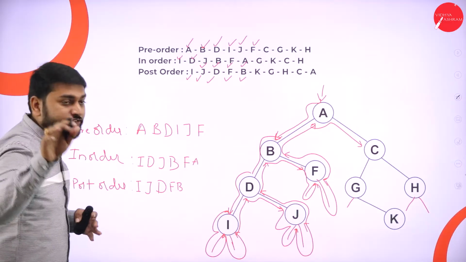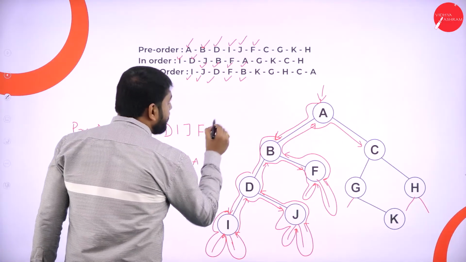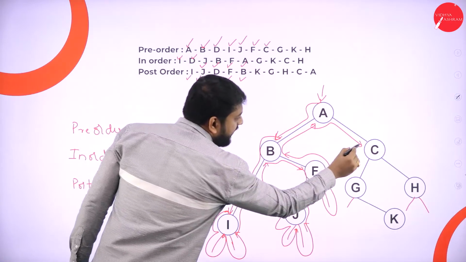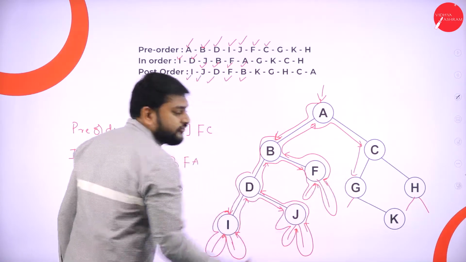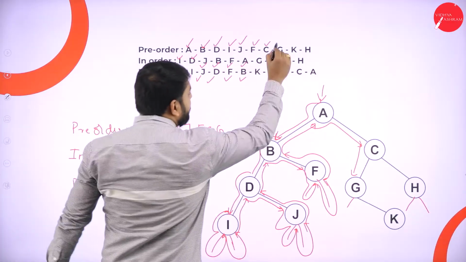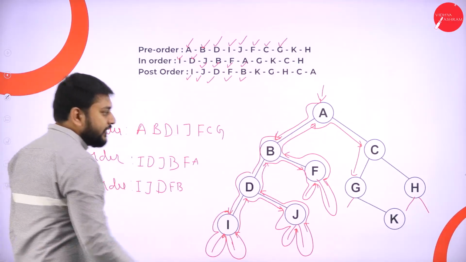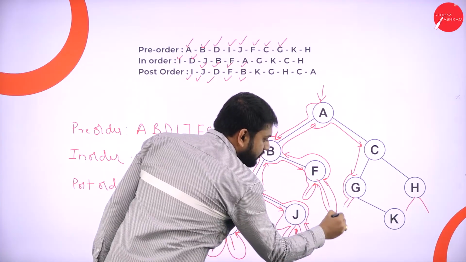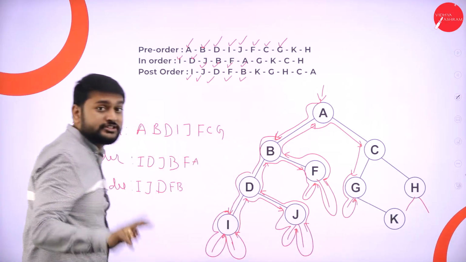Then after that, I'm coming to C. I'm coming to the C for the first time. So let me write C here. Do I have C here? Yes. And then after that, I'm coming to G for the first time. So should I write it in the pre-order? Yes. Observe G. All right. Then after that, I'm coming to this G for the second time.